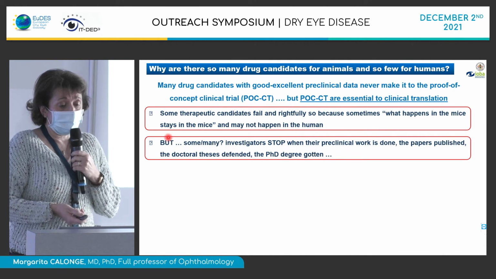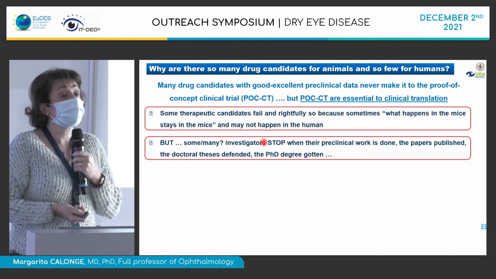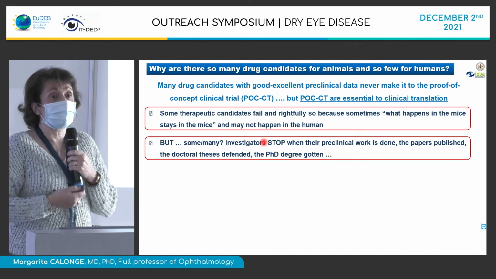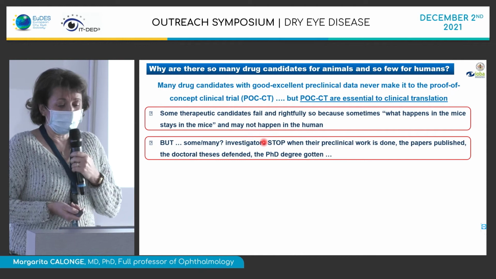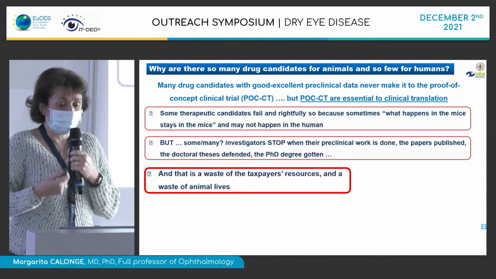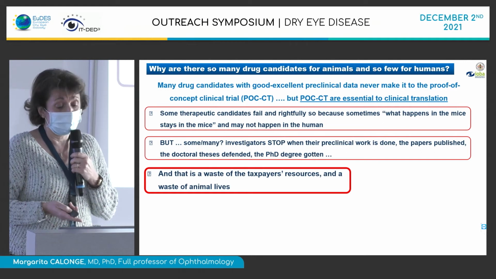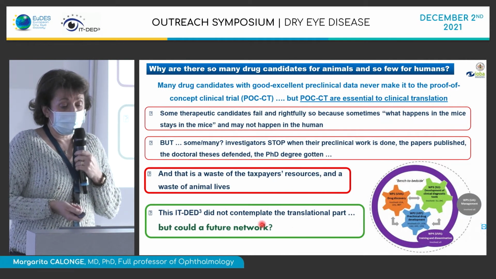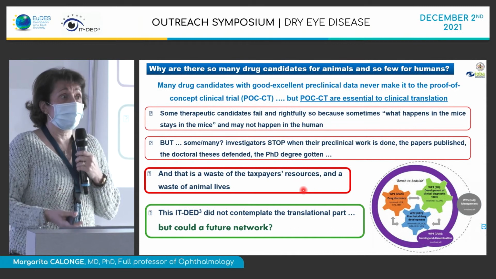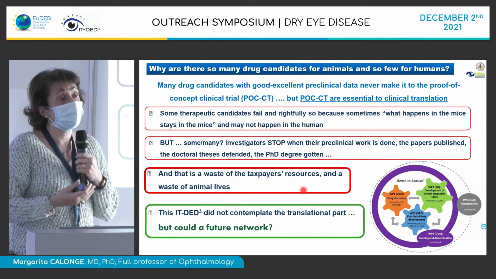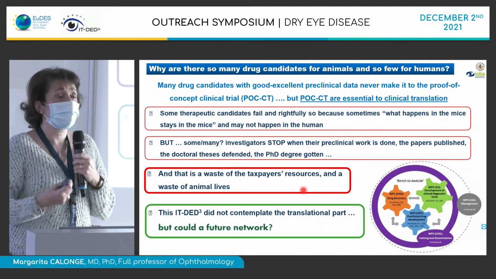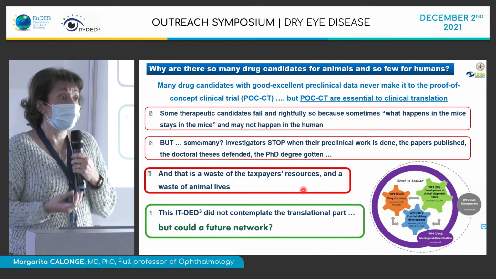Also, and sadly, this is the case many times, some investigators stop where the preclinical work is done. The papers are published, the doctoral theses are defended, the PhD degrees are gotten, and they never think about whether it wouldn't be a waste of money, our money, the taxpayers', and a waste of animal lives if we don't move ahead. I know this European consortium did not contemplate a translational part, but we just can't stay where we are and not think about taking the products that you're working with to our patients. It might be difficult, it might be complicated, it might be a long road, but I really believe that it would have been a waste of time if you don't move ahead.